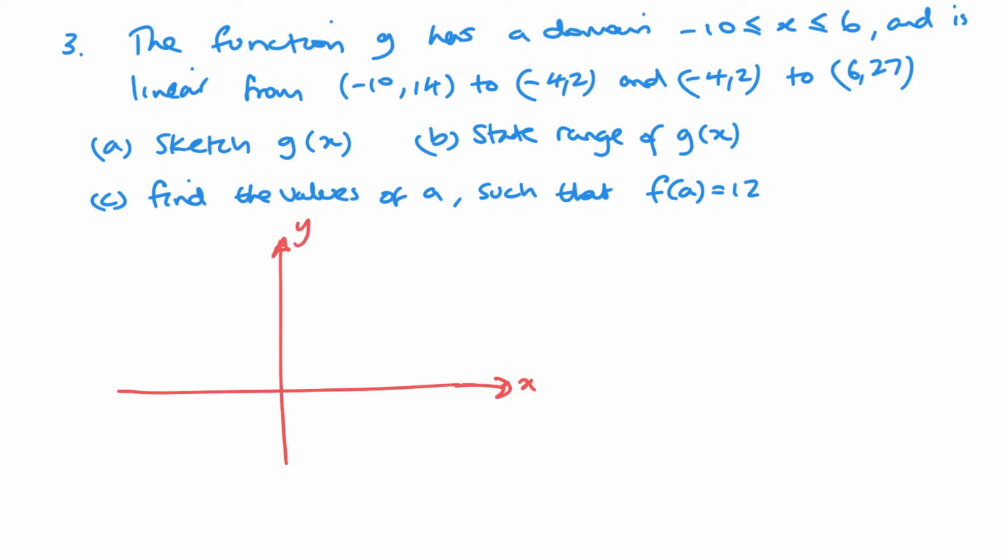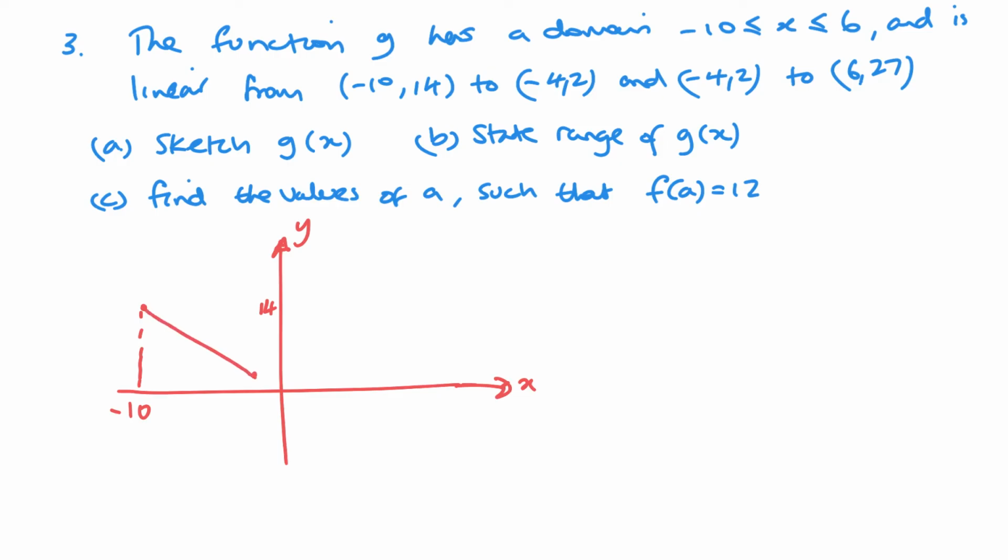So we've got from minus 10, 14. So let's go like minus 10 across, 14 up. Let's put it about that. So this is my minus 10, 14, and I'm going from there to minus 4, 2. Let's put that about there.